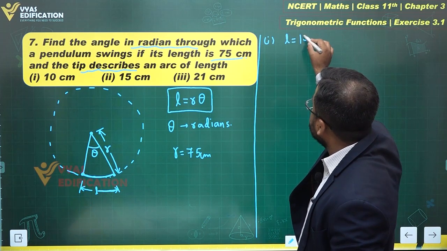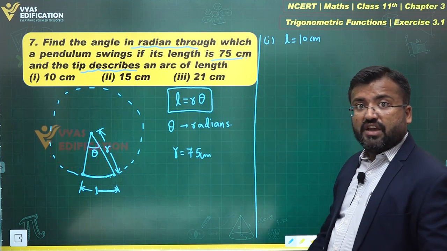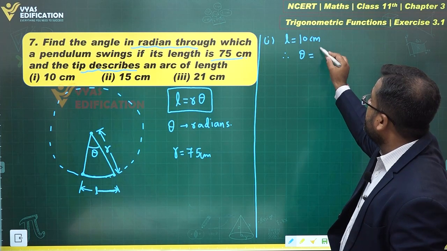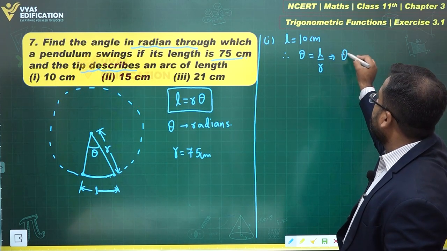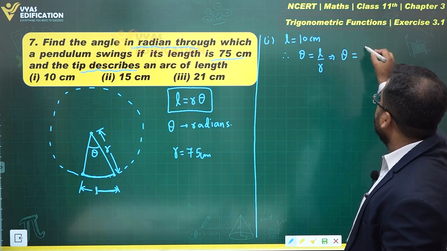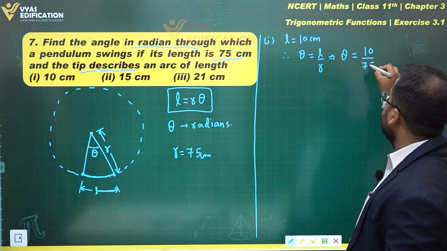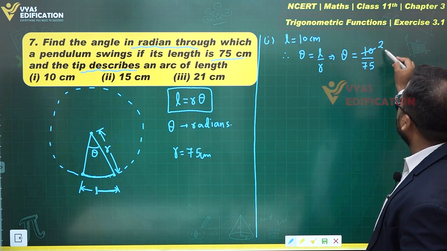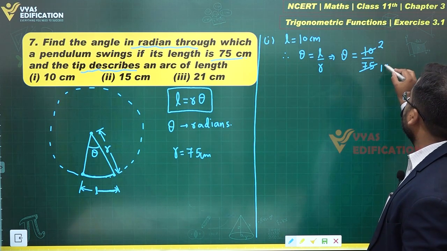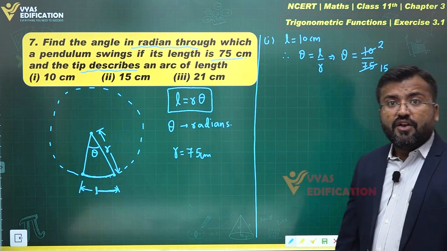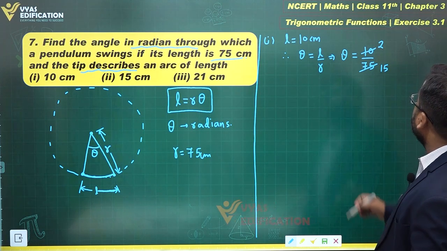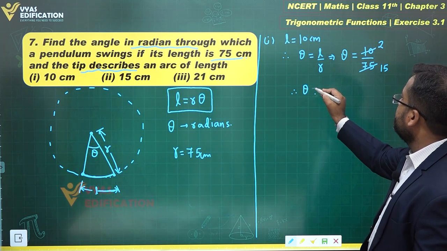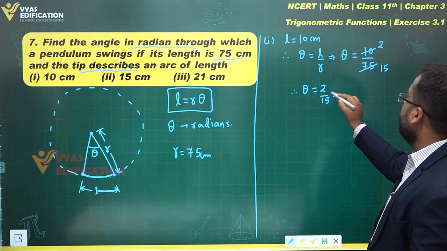L equals 10 centimeter. If L is equal to 10 centimeter, therefore theta would be equal to L upon R, which gives me theta is L, which is 10, upon R, which is 75. This is what you get. Cancelling the factor of 5, this is 2 upon 15. Therefore, theta is equal to 2 by 15 radian.